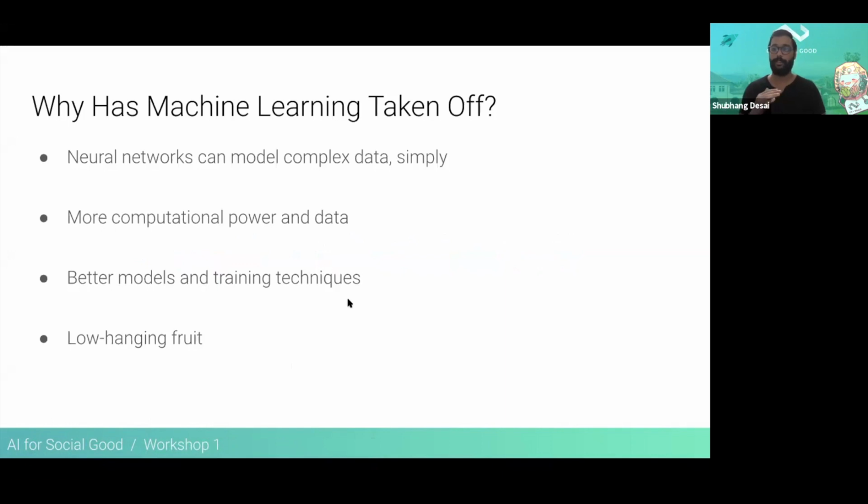As it turns out, neural networks are really good at modeling complex data very simply. We can have data which is very complicated, and we can very easily gain insights from this data using relatively simple operations. And we'll talk about exactly what operations those are and what constitutes a neural network.